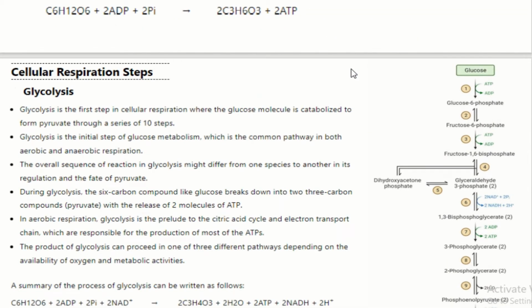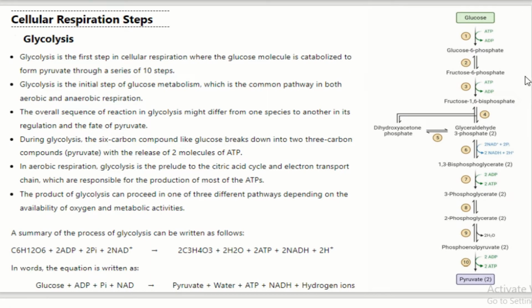The first step involved in cellular respiration is glycolysis. Glycolysis is where the glucose molecule is catabolized to form pyruvate through a series of 10 steps. You can see in the figure the 10 steps by which glucose is catabolized to form pyruvate. Glycolysis is the initial step of glucose metabolism, which is the common pathway in both aerobic and anaerobic respiration.